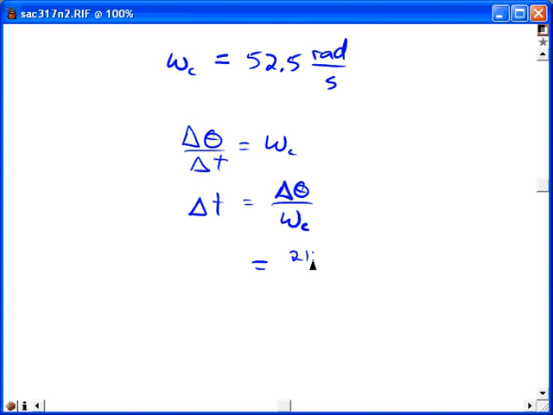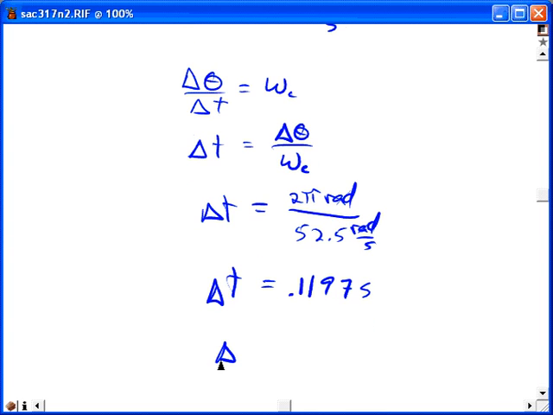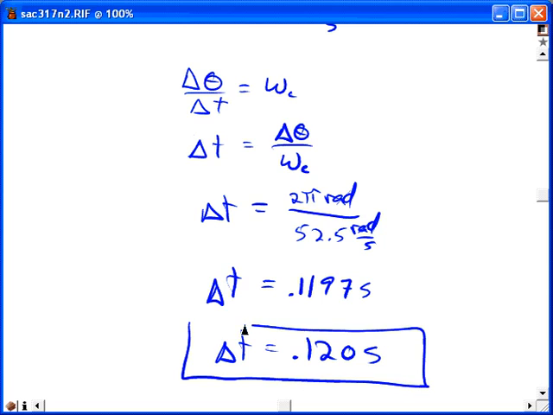One revolution is 2 pi radians. Divide that by the 52.5 radians per second, and I get 0.1197 seconds, which to 3 sig figs rounds to delta t is equal to 0.120 seconds for my final answer.